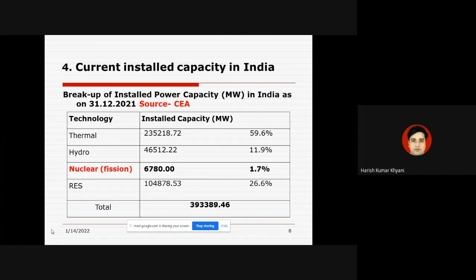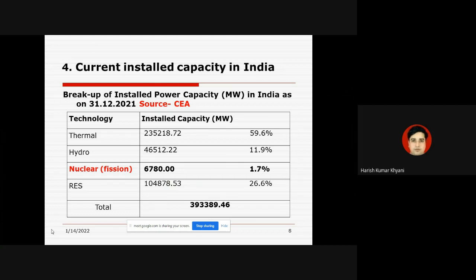This slide is basically showing you the current installed capacity in India. These are very recent data, up to 31st of December 2021, and I have taken this data from the authorized website of our country, that is CEA, the Central Electricity Authority of India. Here you can see that 393 gigawatt is the total installed capacity in our country.